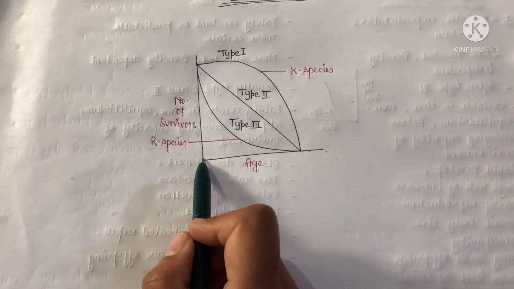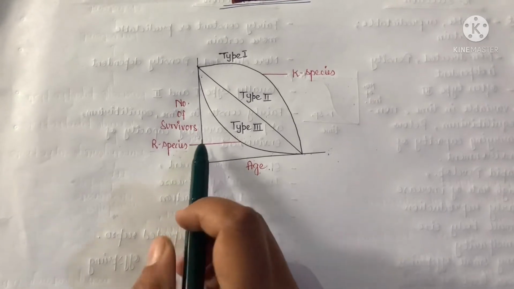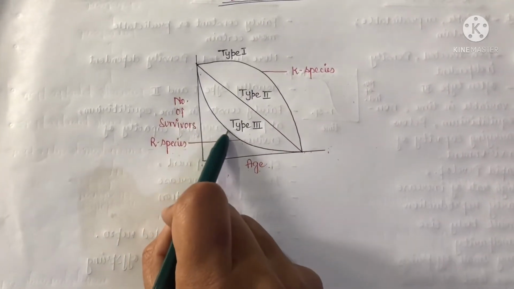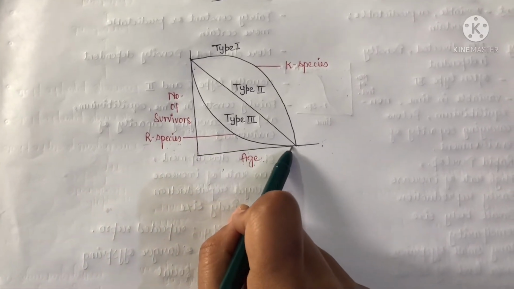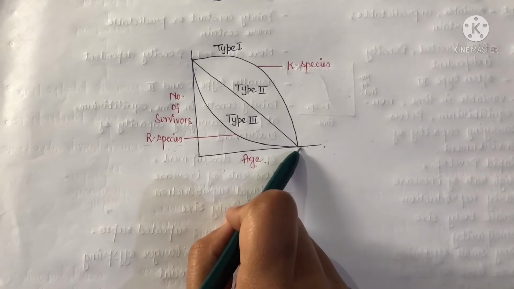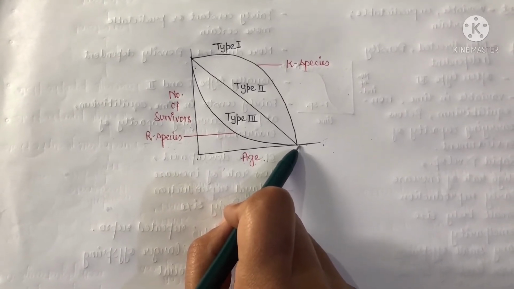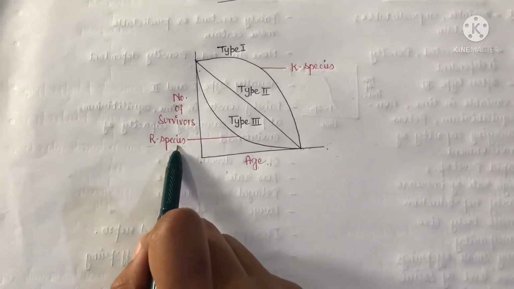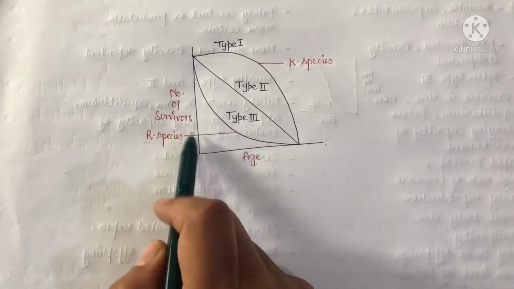So when the growth rate occurs, the number of survivors in the R species is high, and as the age passes, its survival rate declines rapidly or drastically, right? So in this case, the survival rate is very low, right? And its density during the reproduction is high, right?